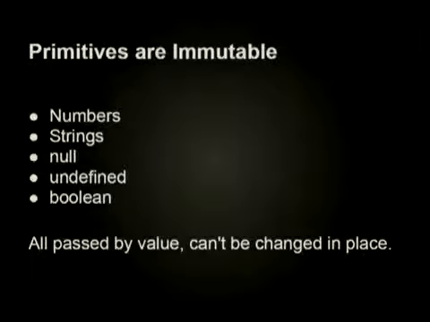So primitives are immutable. Numbers, strings, null, undefined, booleans, these are all passed by value. They can't be changed in place. If you've got a 1, you can't change the nature of it to be a 2. If you change these things, you can reassign them back over variables, but anything else that had a reference to that value doesn't change, which is great.